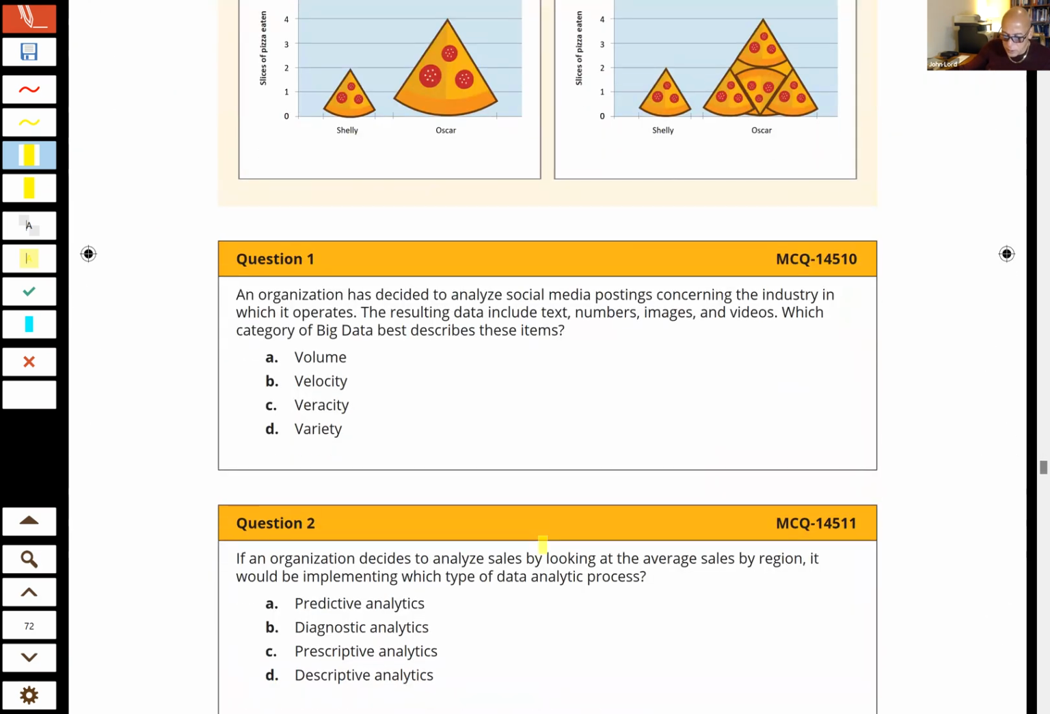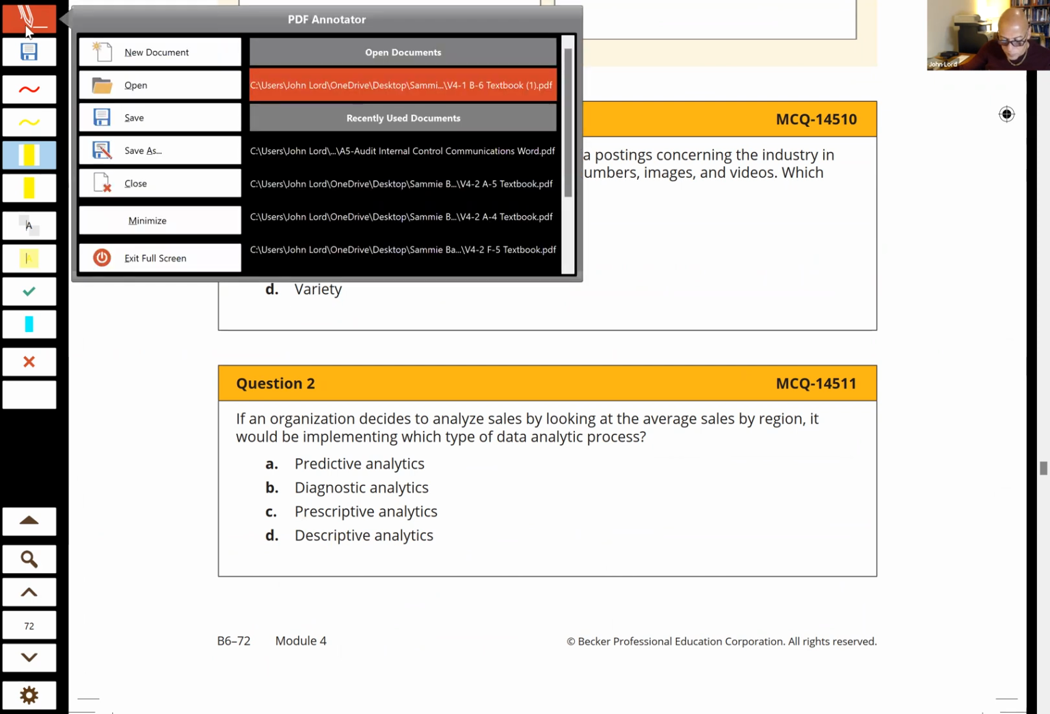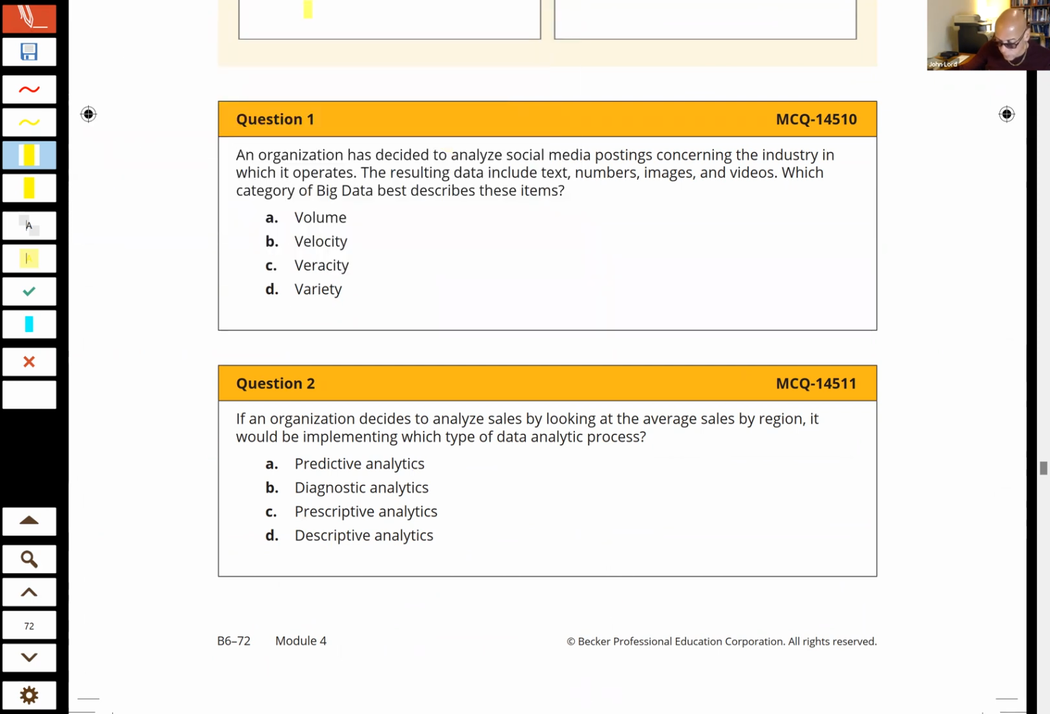Okay, all right, good. Let's go ahead and take a look at a couple of questions for the data analytics discussion. Assuming I can find the poll.